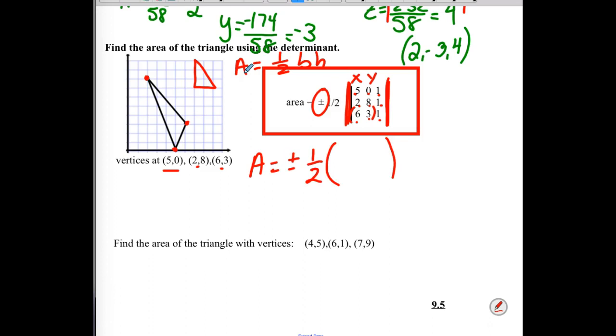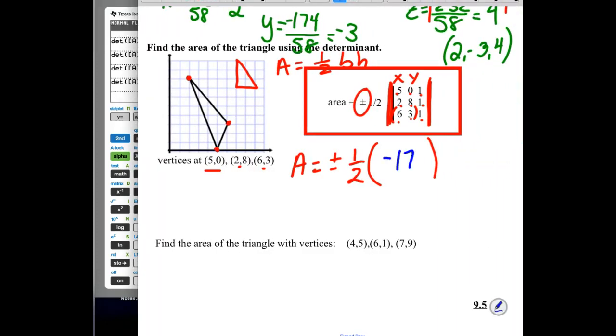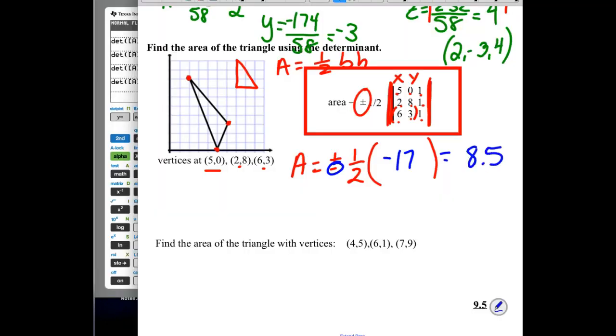So we need to figure out the determinant of that matrix. So let's go ahead and enter it on our calculator. All right, so 5, 0, 1, 2, 8, 1, 6, 3, 1. Okay, quit out of that. We already have the command in there to find the determinant of matrix A, so I'm just going to hit enter, and I'm getting negative 17. So what's half of 17? 8.5. It is a negative, so we would use that negative to convert it to become a positive 8.5. Okay, so your final answer when you find area will always be positive.